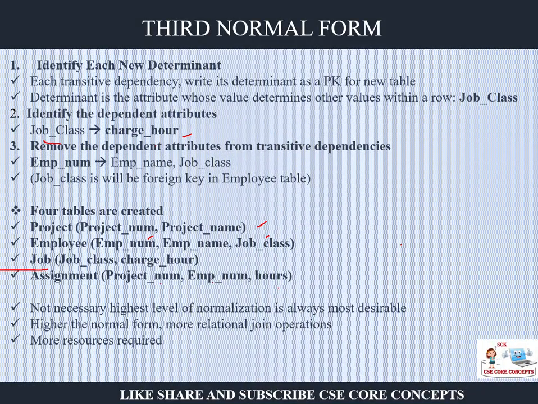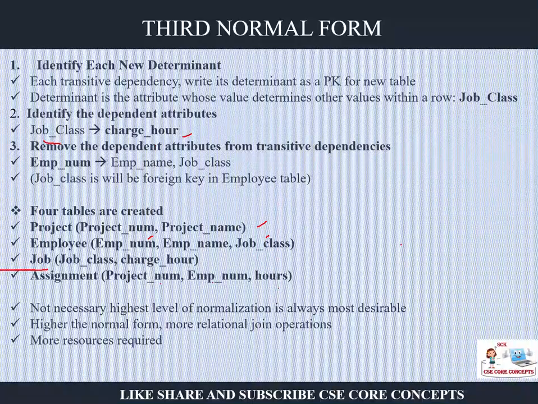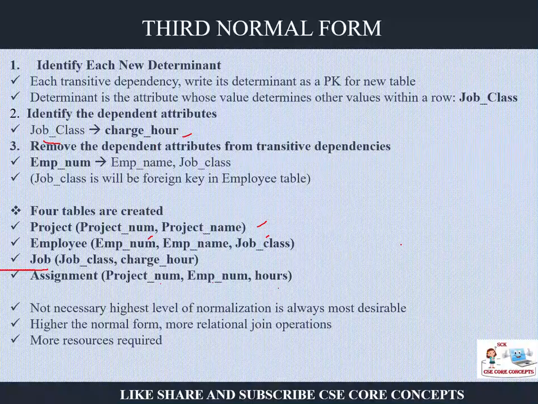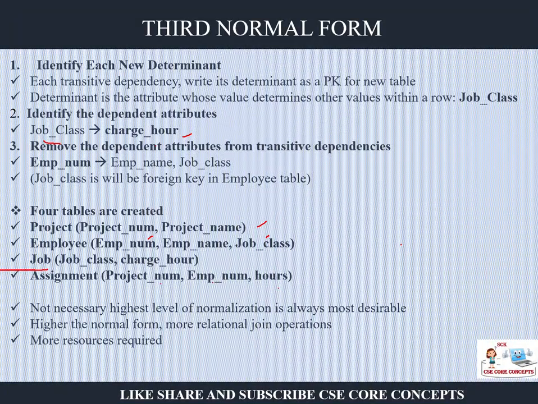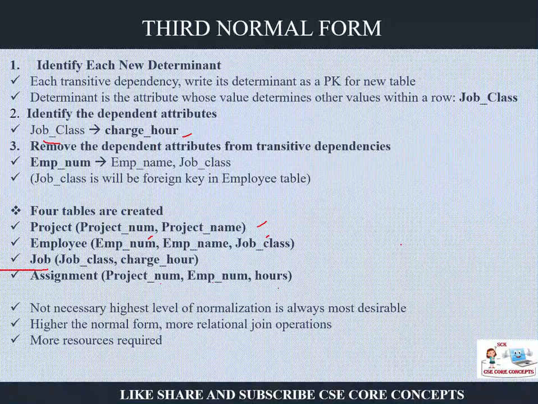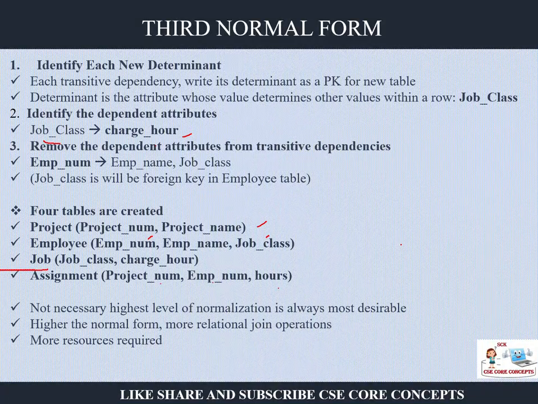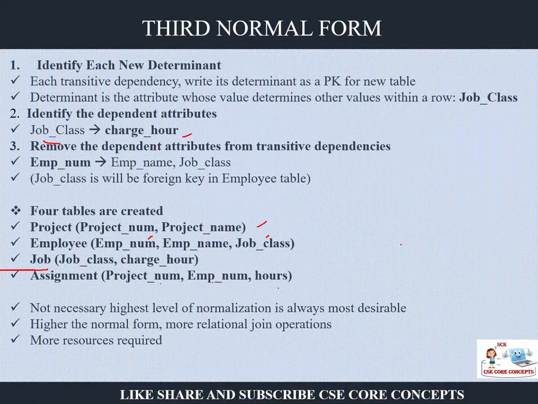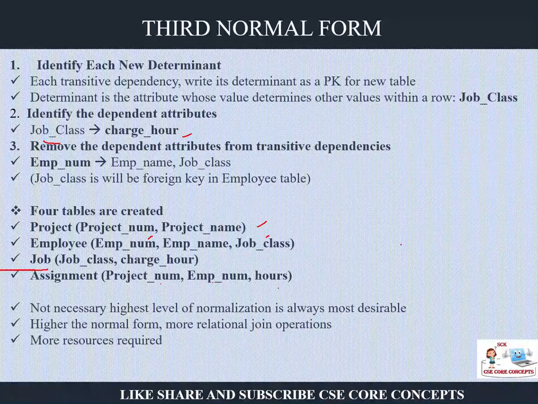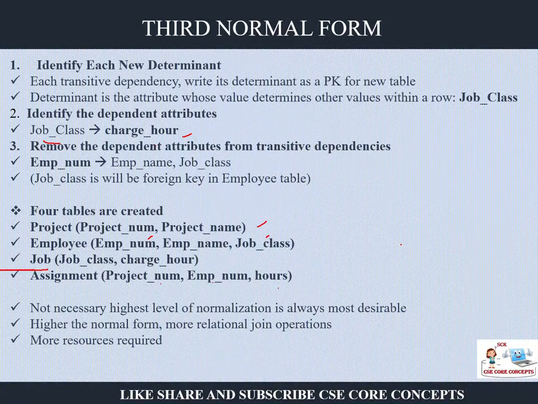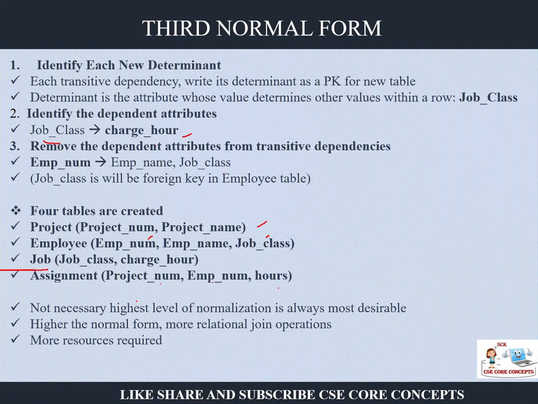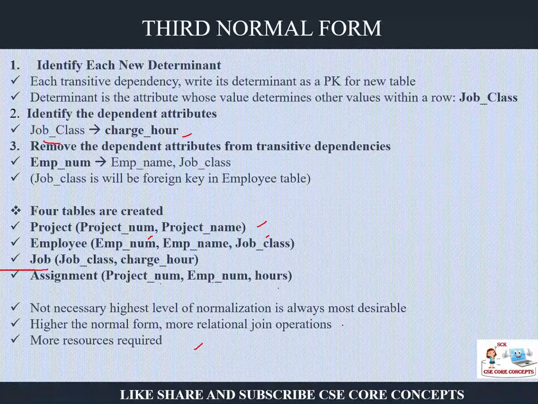So the highest level of normalization is not always desirable, because you can see that the more normal forms we apply, the more the number of tables increases. Now, when the number of tables increases, what happens when you fire a query? You have to perform more and more join operations. That counts in the total time to execute a query, and hence more resources are required.